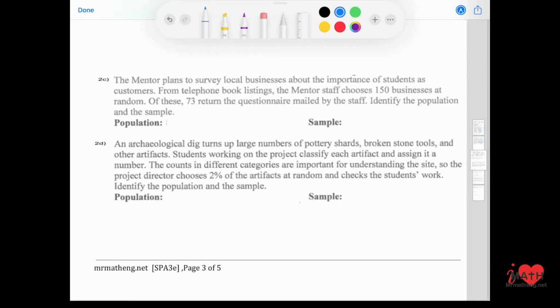So they want to survey the local businesses. So they're doing all of the local businesses here. So all local businesses. Okay, now you have two choices for the numbers here for the sample. Is it the 150 or the 73? And the answer is the 73 that return it.